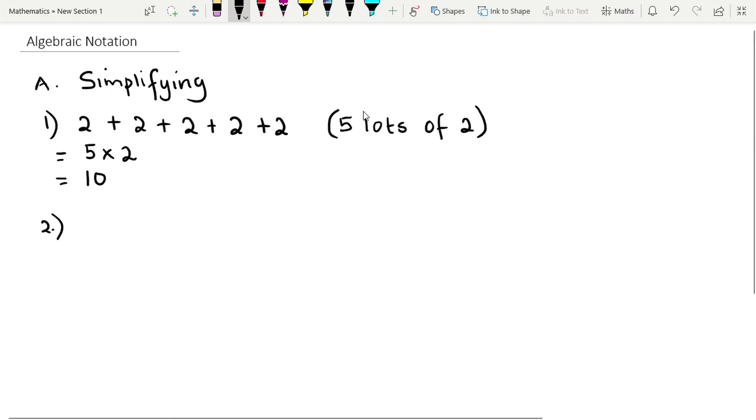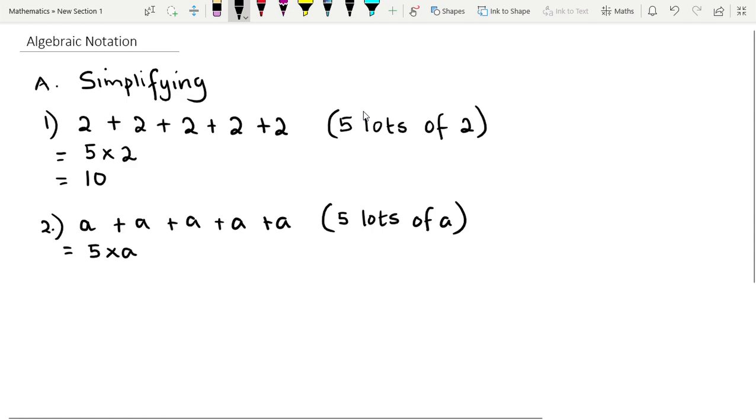Now looking at an example with letters, which are our variables, we could do the very same thing. We would say A plus A plus A plus A plus A. And here we would look at it as 5 lots of A. And so 5 lots of A would be 5 times A, which would give you 5A. Now remember, when you're multiplying a numerical value by a variable, you're going to put the numerical value first, followed by the variable, which is your letter.